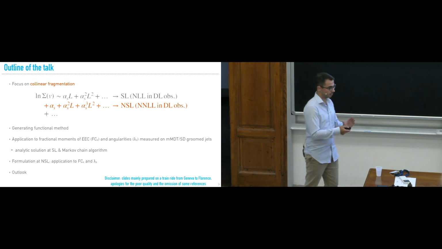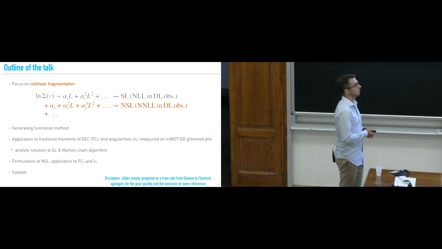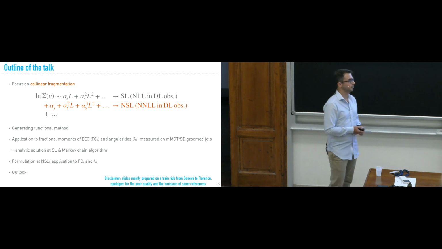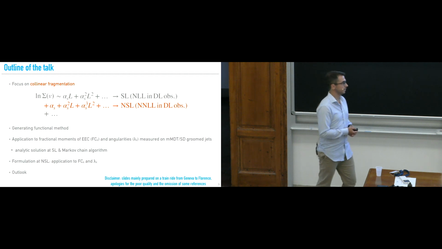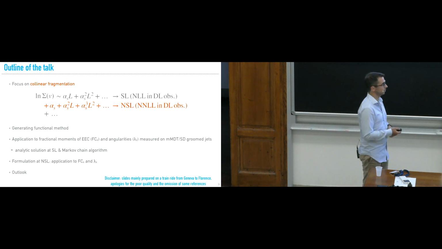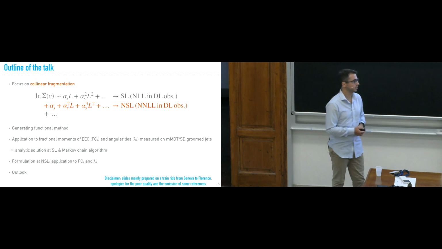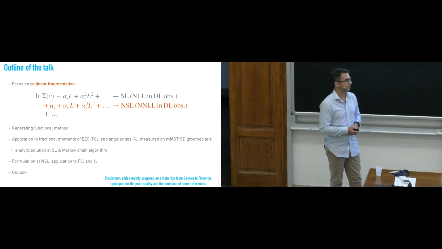So these are observables that are exclusively sensitive to collinear divergences, collinear logarithms, using an old method that is called the generating functional method. I will briefly summarize it, and I will explain it in the context of an explicit example looking at some observables, so-called fractional moments of energy correlators and angularities measured on groomed jets.